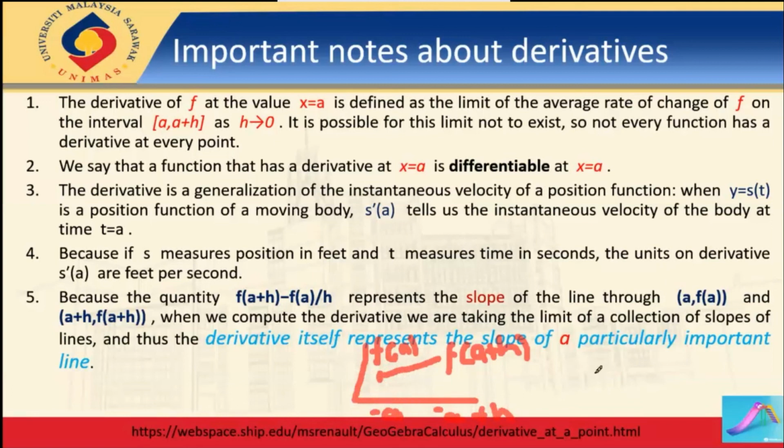The derivative unit, if it is related to velocity, will be meters per second. Actually, whatever unit you measure the change in, it will be divided by the change in the input unit. So the output unit divided by the input unit. So this is the basic definition of derivative.